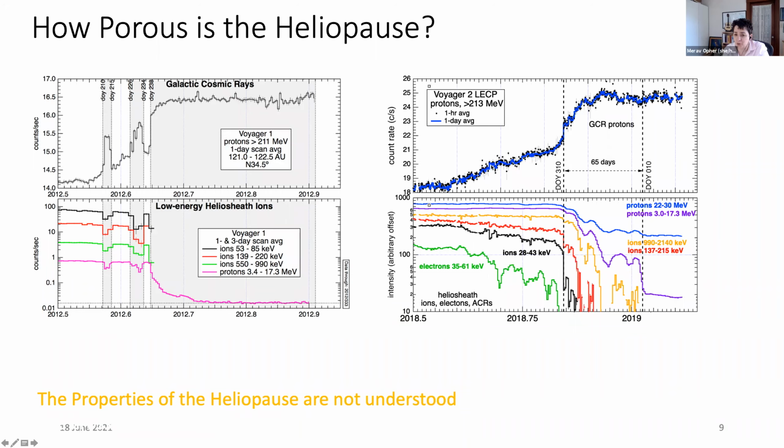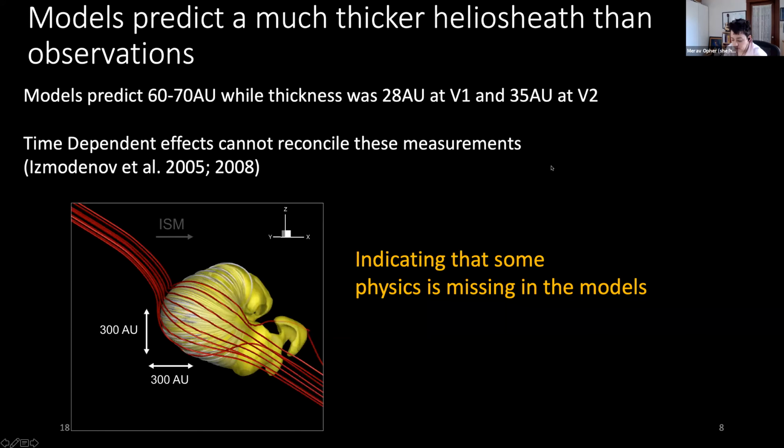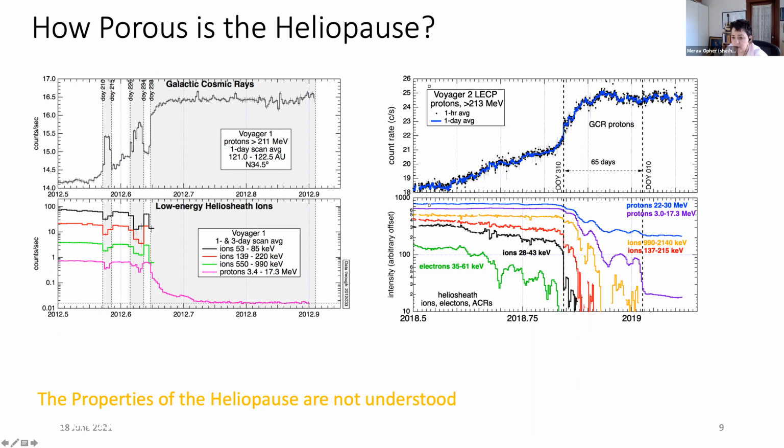The Voyager 2 crossing was very different. It is shown here on the right, and we are trying to figure out where the heliopause is. But on day 310 of 2018, the galactic cosmic ray particles start going up until they plateau here. At the same time, the solar wind particles started decreasing, but this decrease lasted quite a lot. And there were no episodes of porosity. The particles came in before.